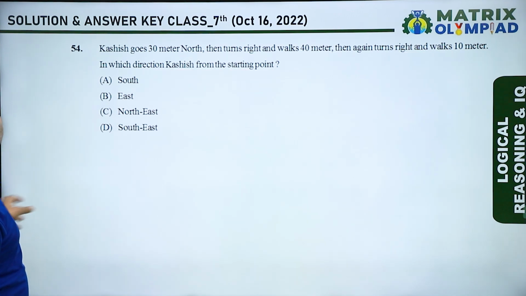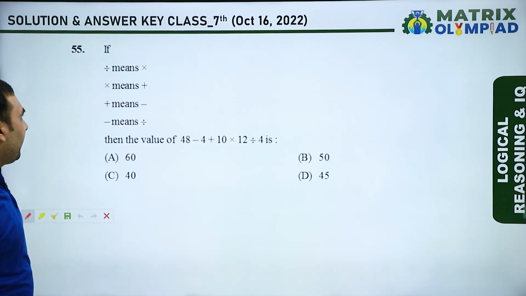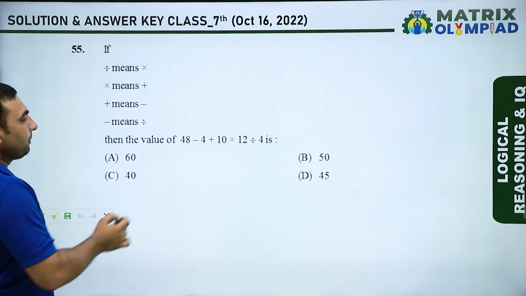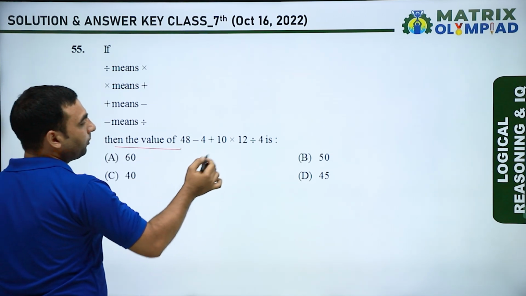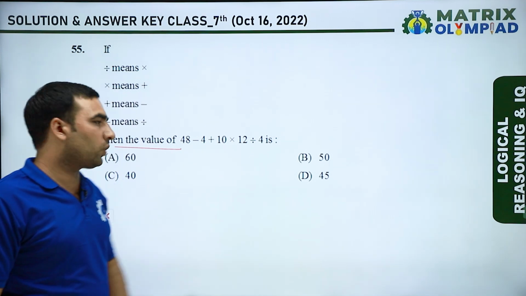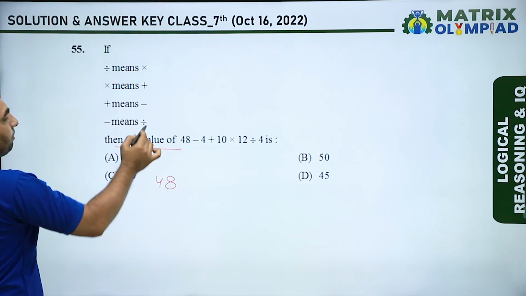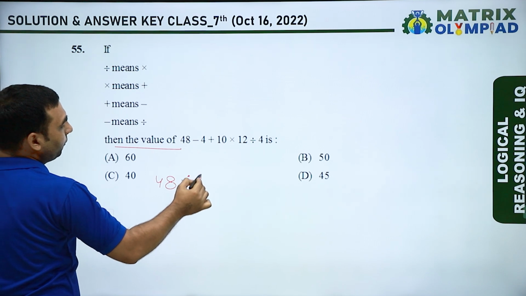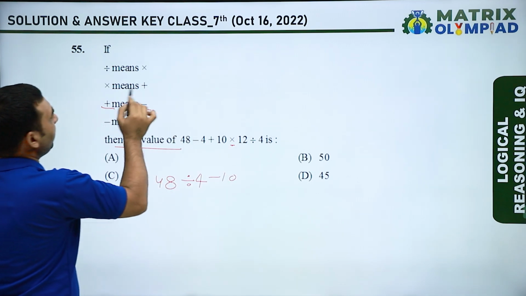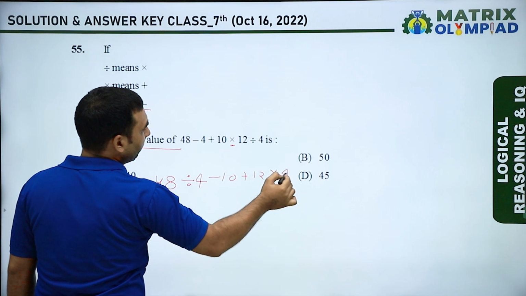Our next question is, if divide means multiply, multiply means plus, plus means minus, and minus means divide, then the value of 48 minus 4 plus 10 into 12 divide 4 is equal to. Then we say 48 minus means divide 4, plus means minus 10, into means plus 12, and divide means into 4.